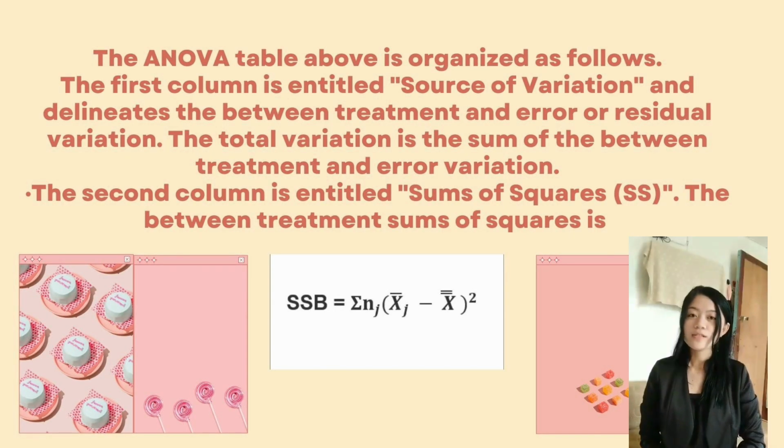The ANOVA table above is organized as follows. The first column is entitled The Source of Variation and delineates the between treatment and error or residual variation. The total variation is the sum of the between treatment and error variation. The second column is entitled The Sums of Squares, or SS. The between treatment sums of squares is the formula below.